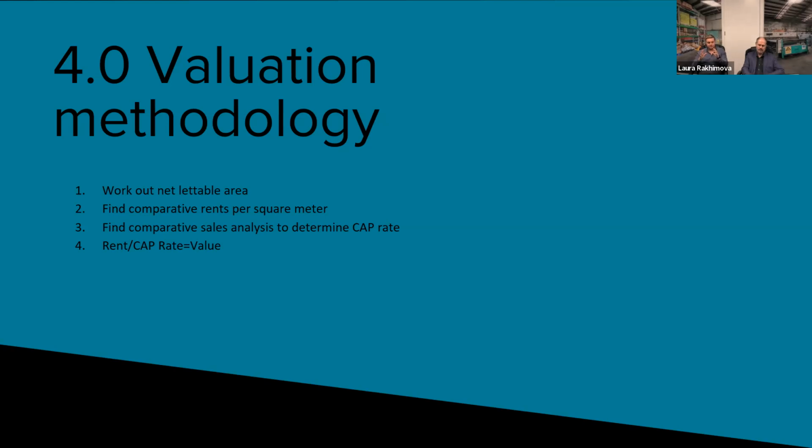Once they've worked that out, they've got their total net lettable area. Then what they do is they go away into the market and they find comparative rents on a square meter basis.